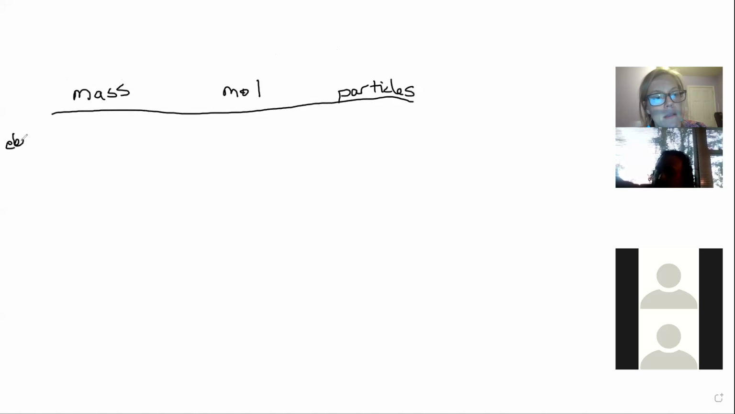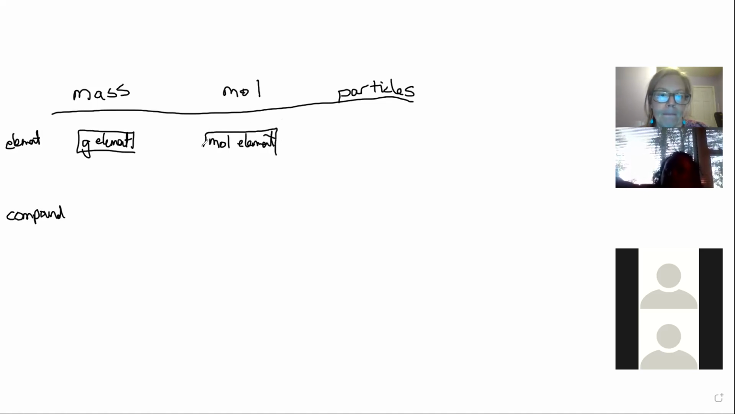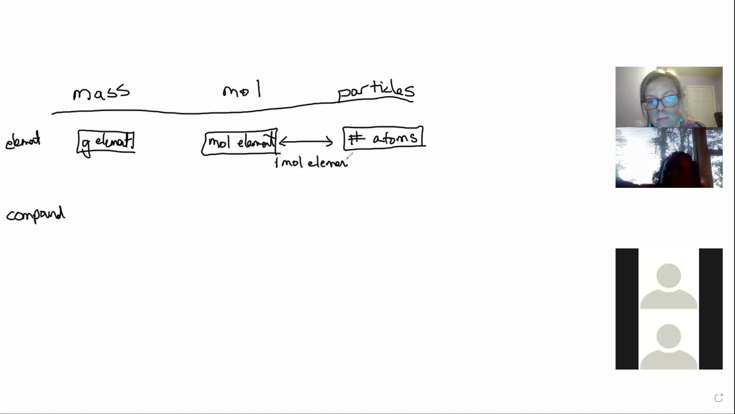All right, this is an element. This is a compound. So grams of a given element, moles of the element, and number of atoms. Okay, we can get between these two by using Avogadro's number, which says that 1 mole of any element is equivalent to 6.022 times 10 to the 23rd atoms.